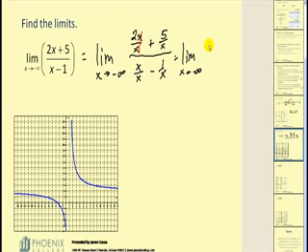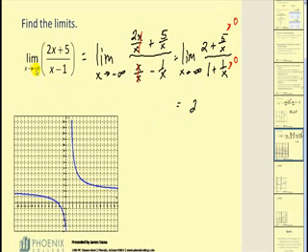These x's simplify, so we would have 2 plus 5 divided by x over, this simplifies, 1 plus 1 divided by x. Again, using that theorem we just discussed, 5 over x would approach 0, and 1 over x would approach 0. Therefore our limit would be equal to positive 2.